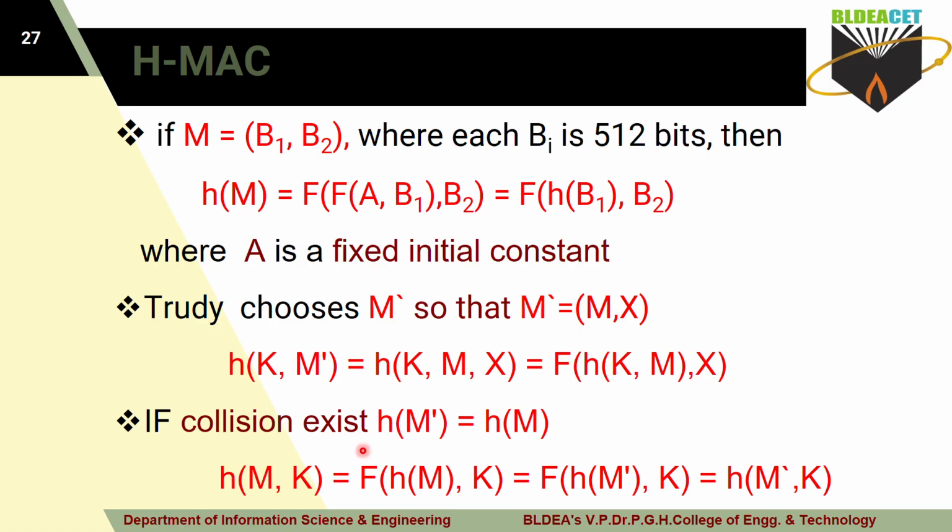If that collision exists, then Trudy, with the help of the known function, will get to know what the key is here. Okay, with the help of this function. Okay, so the Tiger hash function is known by Trudy. Trudy is the attacker, and with the help of this, Trudy will access that h of m comma k here.